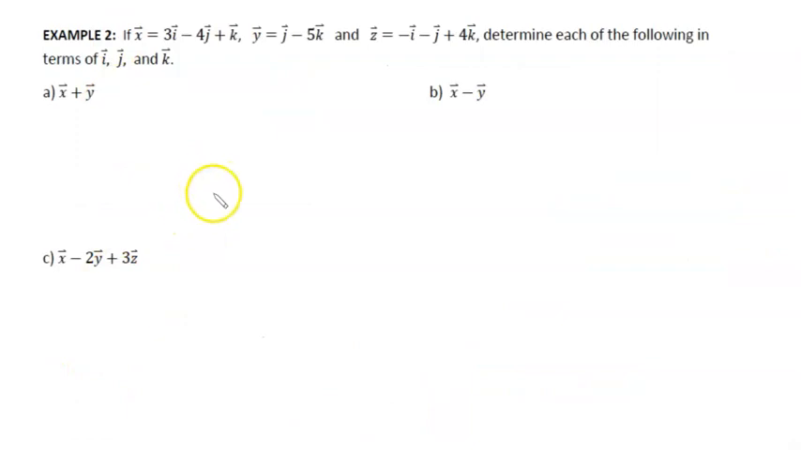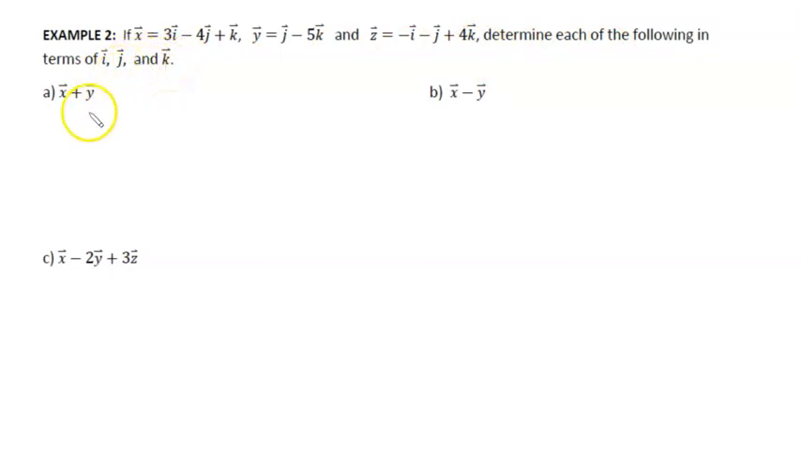Okay, example 2. If vector x equals 3 vector I minus 4 vector j plus vector k, and vector y equals 1 vector j minus 5 vector k, and vector z equals -1 vector I minus 1 vector j plus 4 vector k. Determine each of the following in terms of I, j, and k.